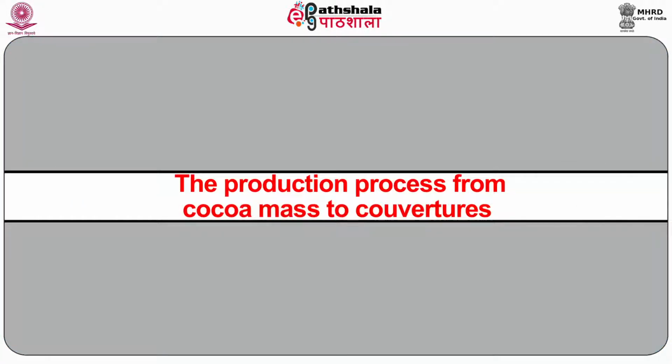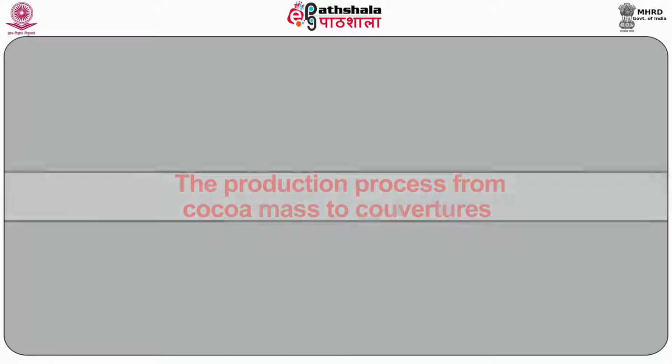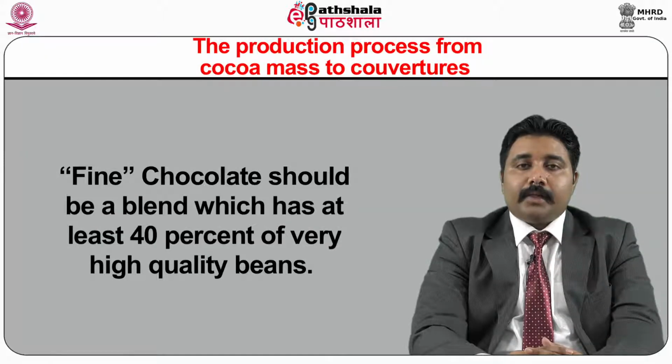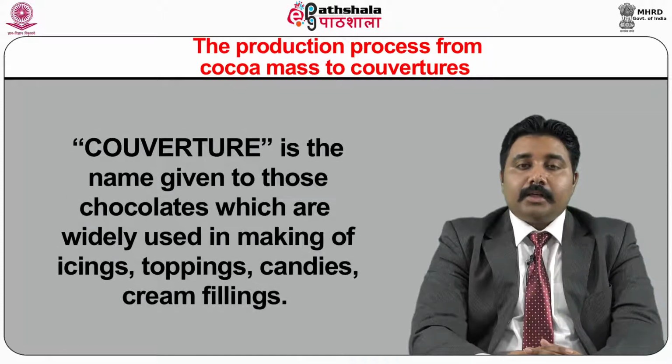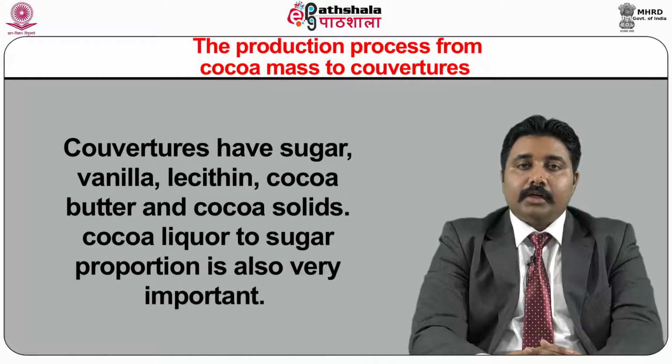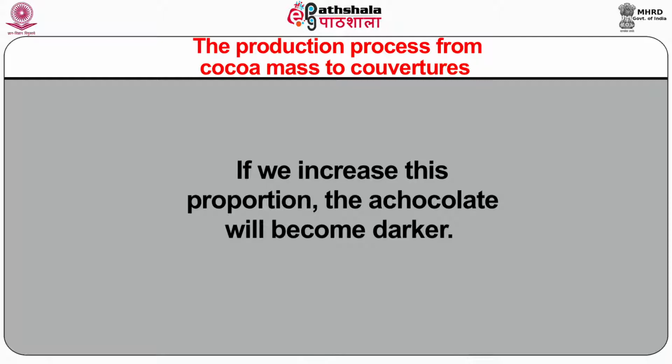The production process from cocoa mass to couverture. Fine chocolate should be a blend which has at least 40% of very high quality beans. Couverture is the name given to those chocolates which are widely used in making of icings, toppings, candies, cream fillings. Couverture has sugar, vanilla, lecithin, cocoa butter and cocoa solids. Cocoa liquor to sugar proportion is also very important. If we increase this proportion, the chocolate will become more dark.